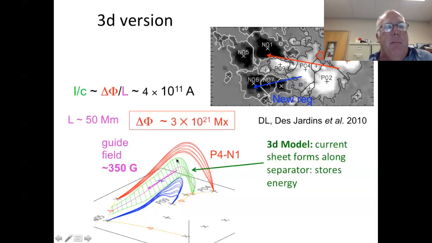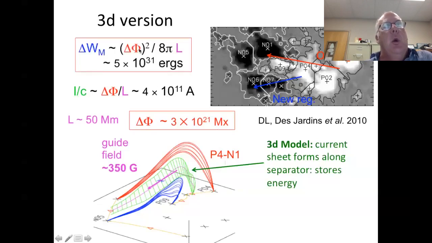You can do the same trick. I have this magenta line that is 50 megameters long. I can estimate the current by dividing the flux by the length. And this time, I think I get 400 gigaamps instead of 160 gigaamps. It's all pretty similar numbers. And from that, you can figure out the total amount of magnetic energy stored up or transferred. Sorry, this is the amount of energy that was released during the flare. And that's all based on these kinds of estimates.